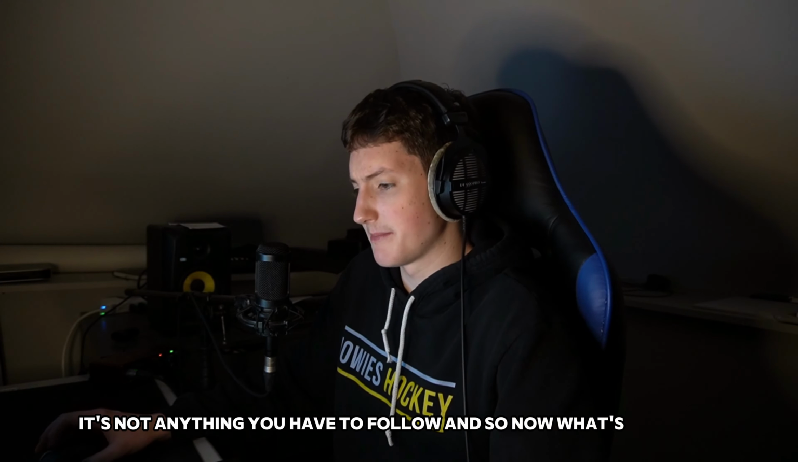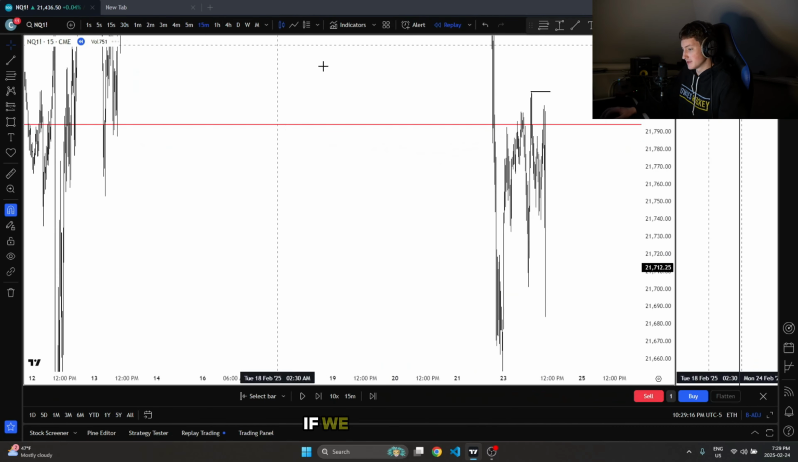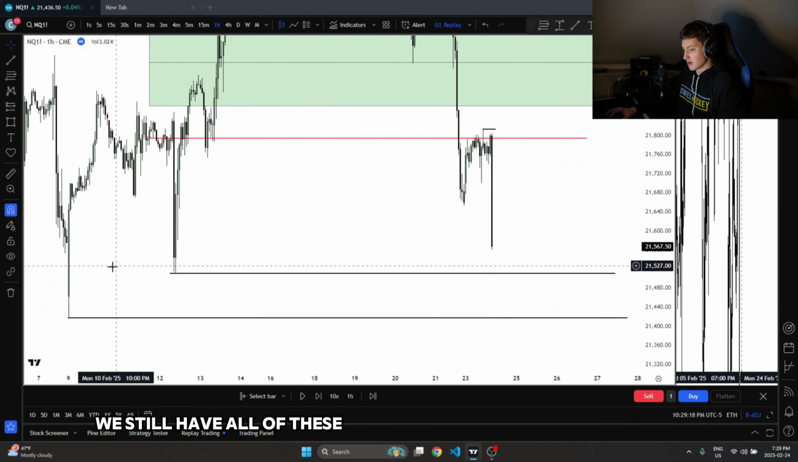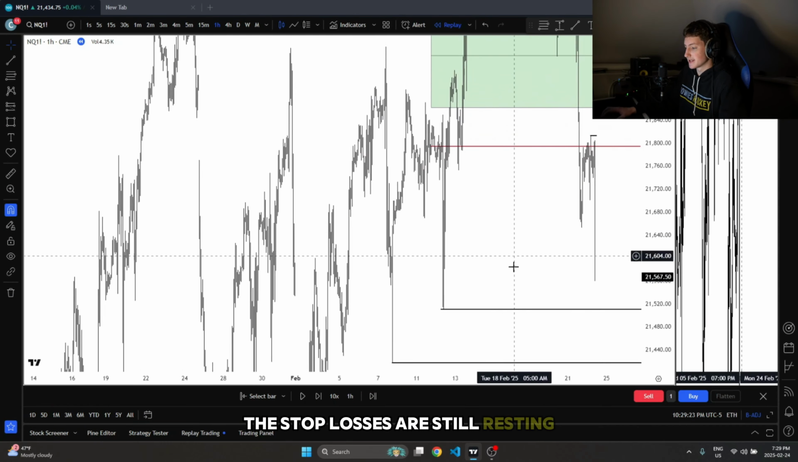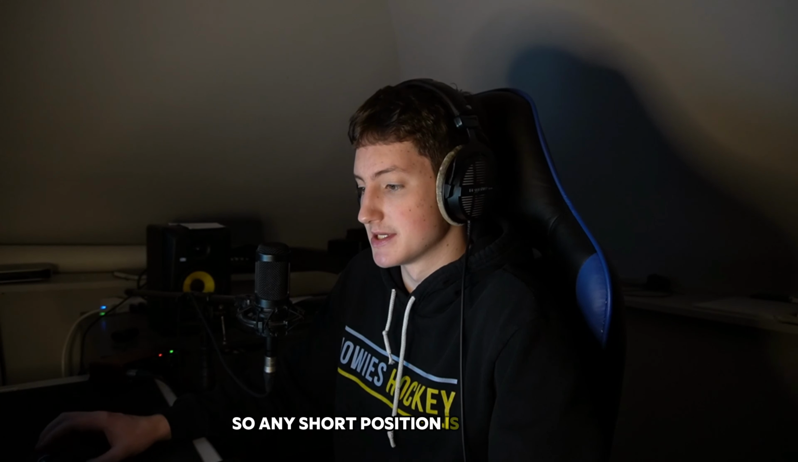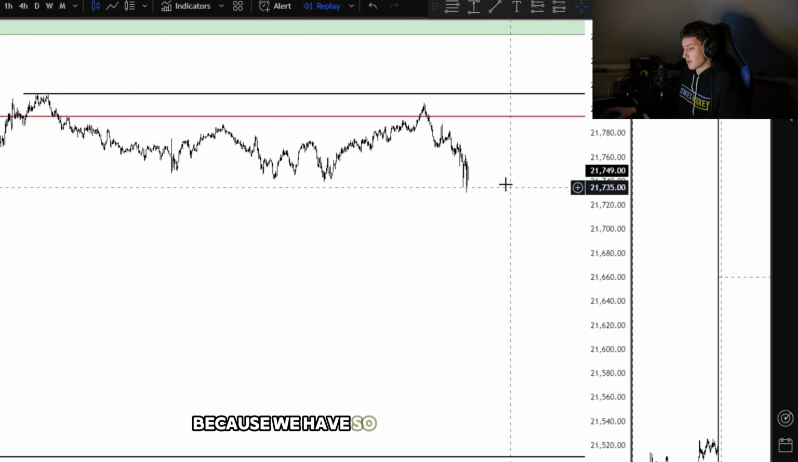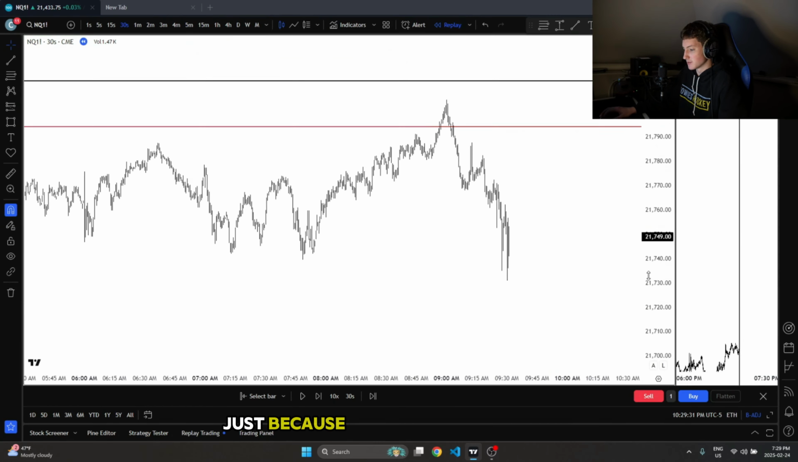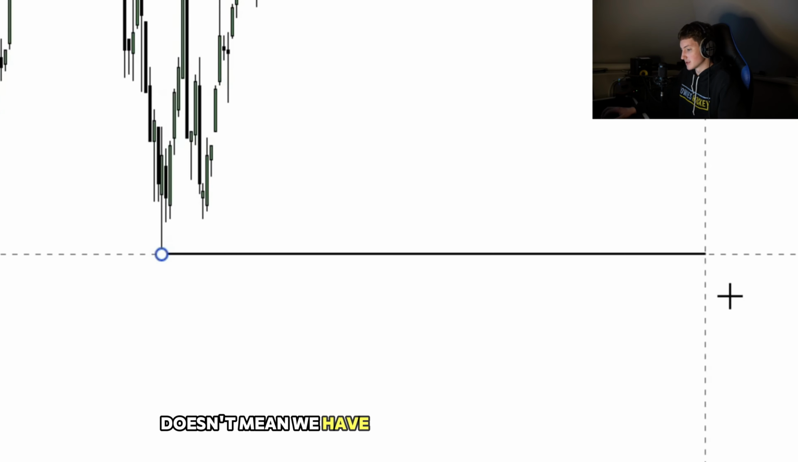And so now, what's happened? I'm still bearish, right? If we zoom back out, we still have all of these lows that I want the market to come take out. We haven't taken them out yet. The stop losses are still resting. So any short position is still valid, because we have so much more lower to go. Just because we took out a low here doesn't mean we have to start looking for longs all of a sudden. The higher time frame is telling us that we want to go lower. So I'm still looking for shorts.